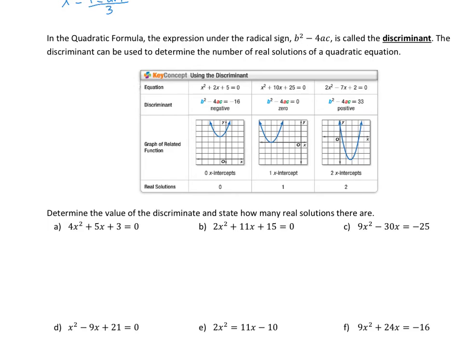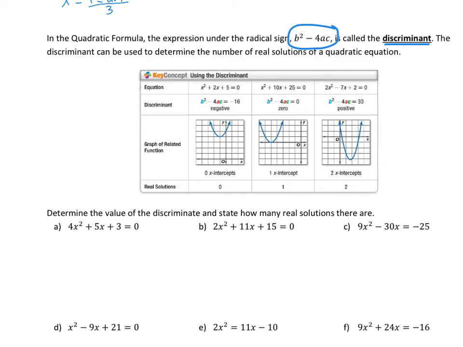In the quadratic formula, the expression under the radical sign, b squared minus 4ac, that part is called the discriminant. The discriminant can be used to determine the number of real solutions of a quadratic equation. So sometimes you'll see a multiple choice or a part 2 question that asks you how many solutions a quadratic has. If it's asking for how many and not exactly what they are, you can just use the discriminant to do that. It saves a little bit of time there.